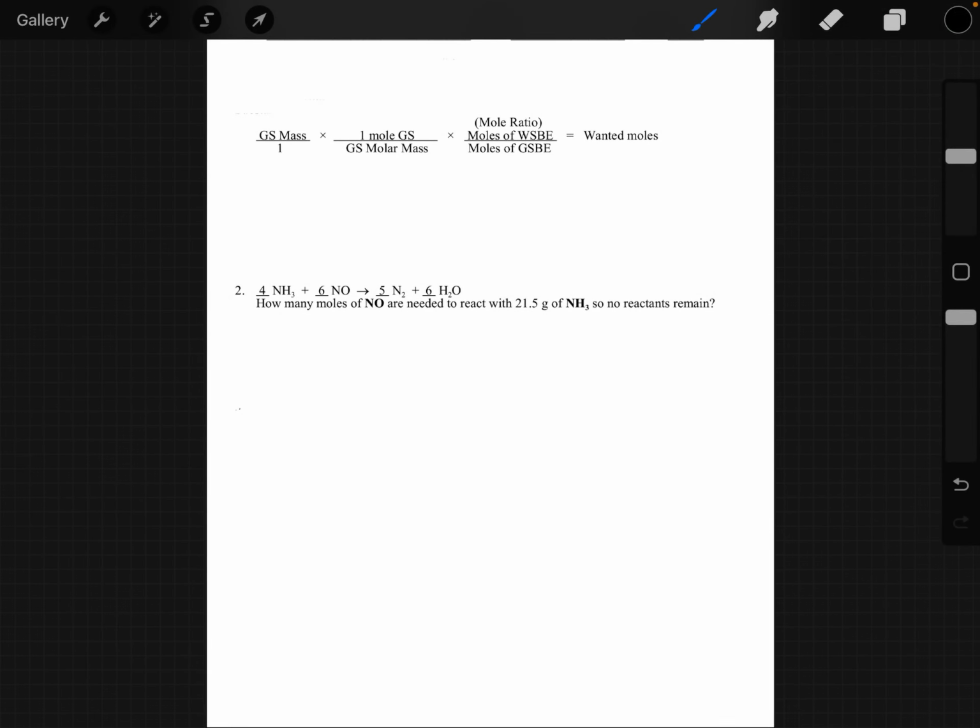Okay, so in this video, I'm going to teach you how to go from mass of a substance to moles of another substance. Okay, so right here is the formula that you use to do this. And something that's kind of cool about this formula is that we can not only go from mass to moles, but we can also go from volume to moles or from particles to moles.